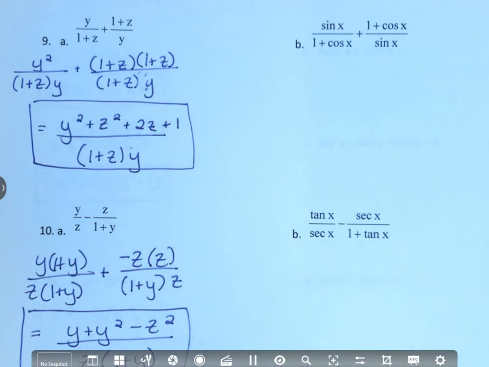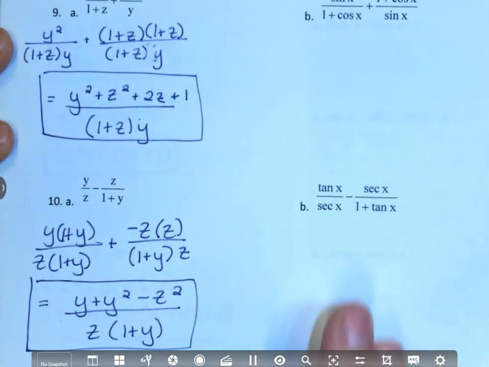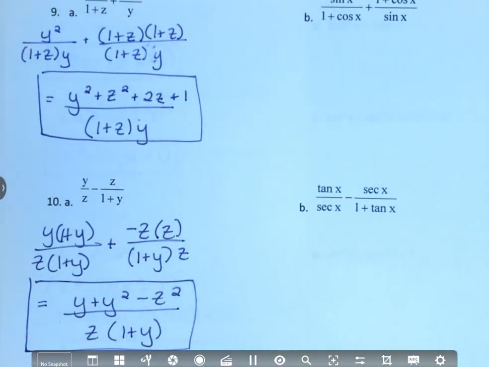I don't care if you FOIL it out for the bottom. Really doesn't matter to me. Standard form, for right now, I don't really mind. And typically when we talk about standard form, we do alphabetically by powers. So we do all the squares first, and then all the variables, and then all the constants. So I'm not really going to go crazy on that with this. I'm just really focusing on the idea of combining terms.